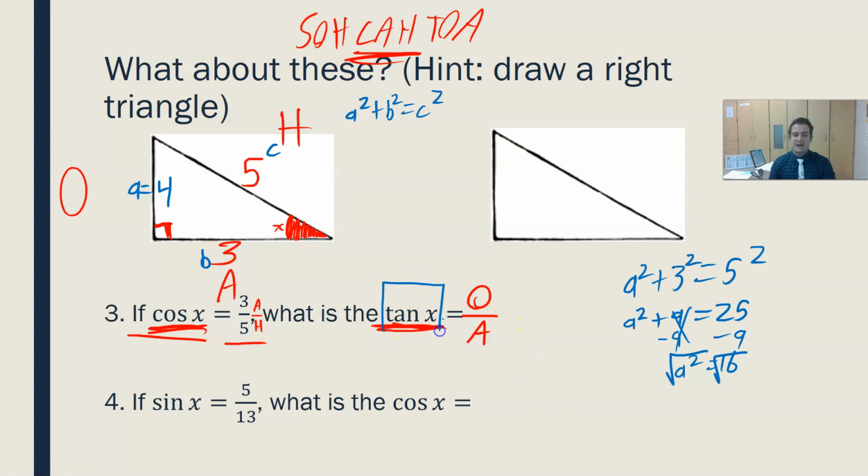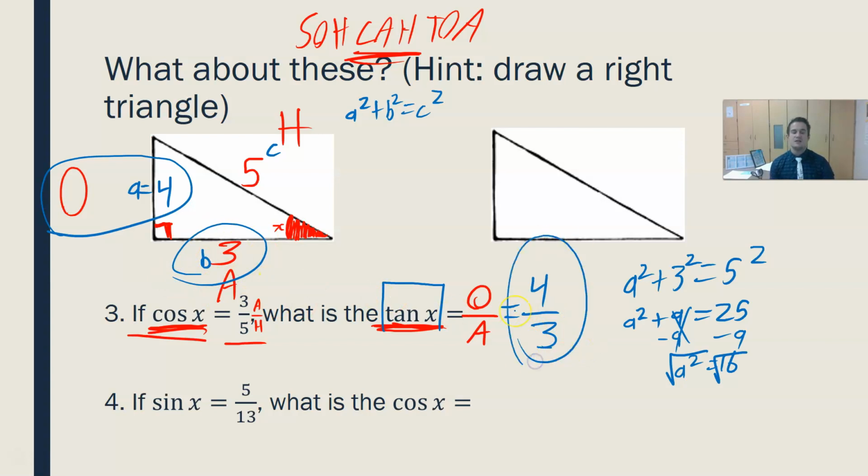Now, coming back to the question I was actually being asked, I wanted the tangent of x, or opposite over adjacent. I just found the opposite side, it's 4, and the adjacent side I already knew, it was 3, so the tangent of x is 4 over 3. And that's it. Tangent of x is 4 over 3.